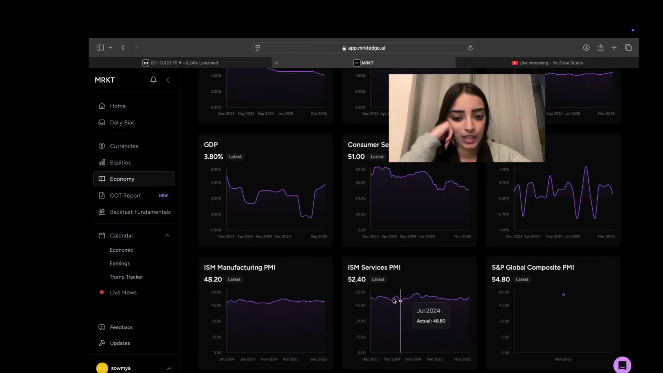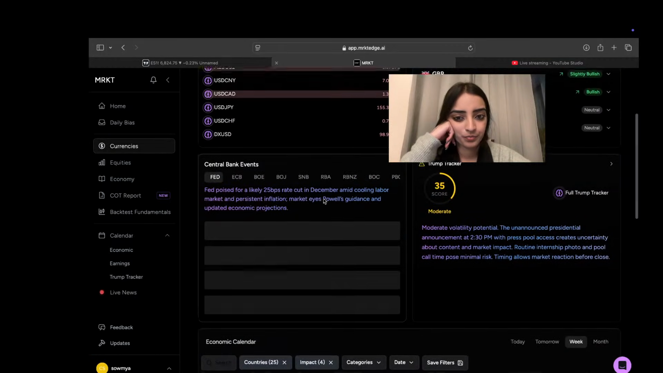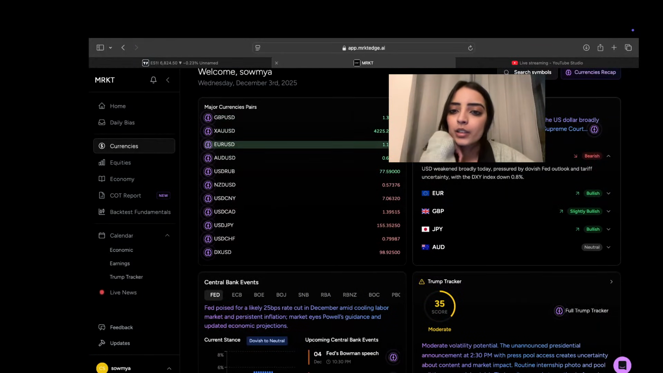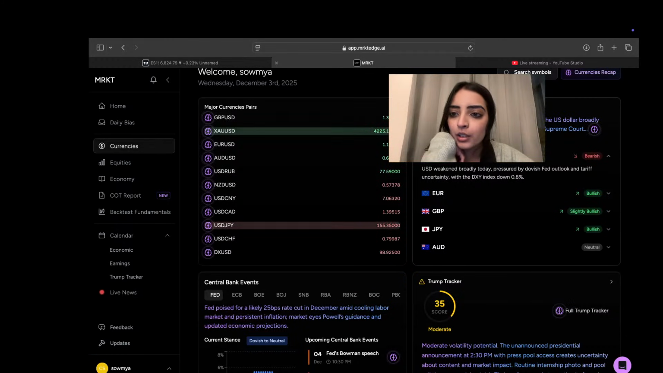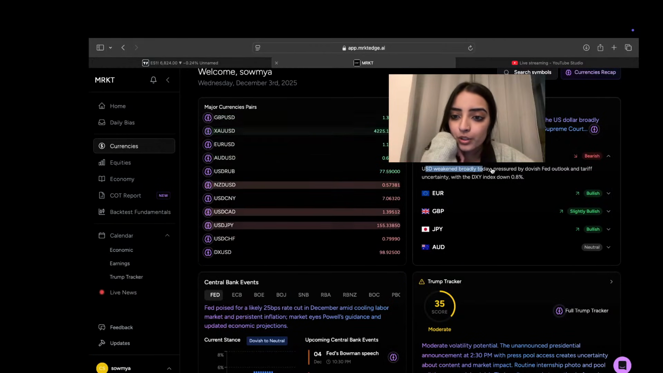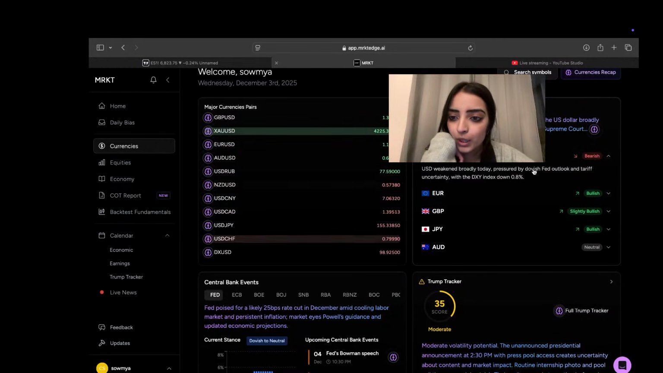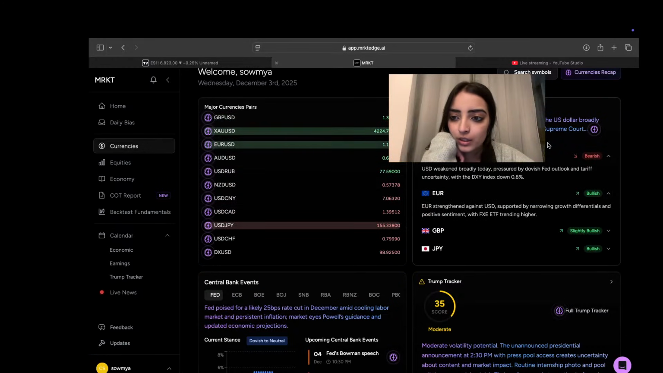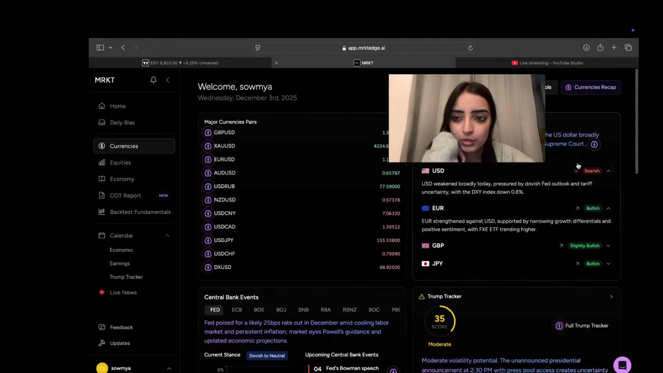PMI has been stable at the same level from a while now. So let's see what happens today. So if you look at the market AI indicator, currency market summary, we can see that the forex markets show mixed sentiment today, with US dollar broadly under pressure. USD weakened broadly today, pressured by Fed outlook and tariff uncertainty. Okay, so keep that in mind that USD is bearish today. So that is something you can keep in mind.